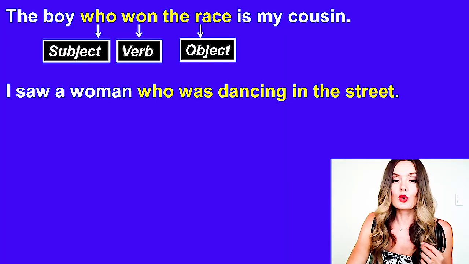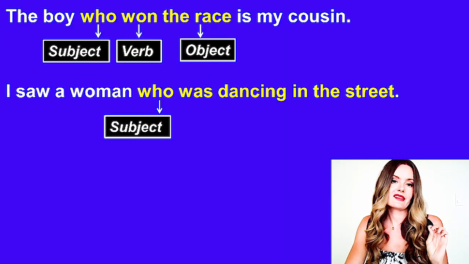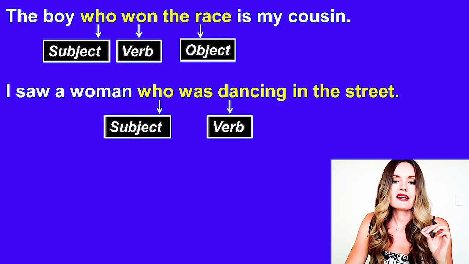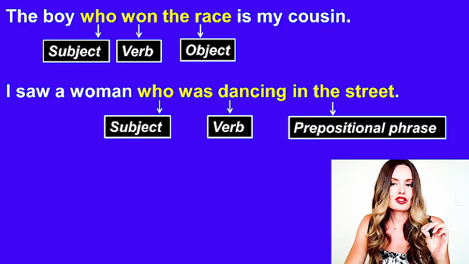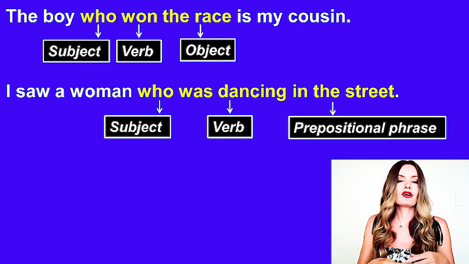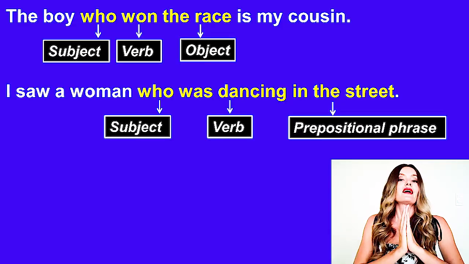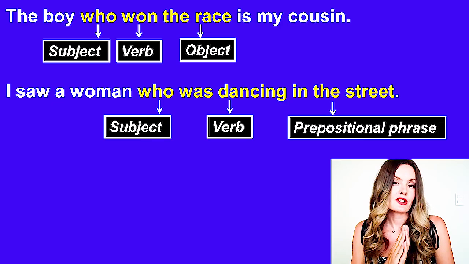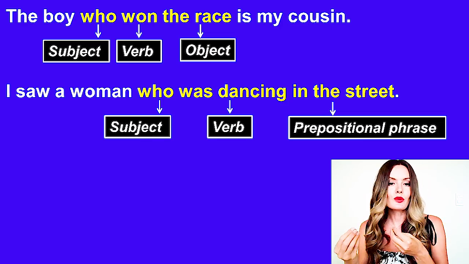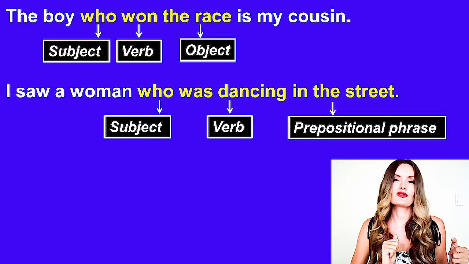I saw a woman who was dancing in the street. Who is the subject. Was dancing is the verb. In the street is the prepositional phrase. So in this relative clause, again, who does the action. We can say the woman was dancing in the street. So who, the woman, who functions as the subject in this relative clause.